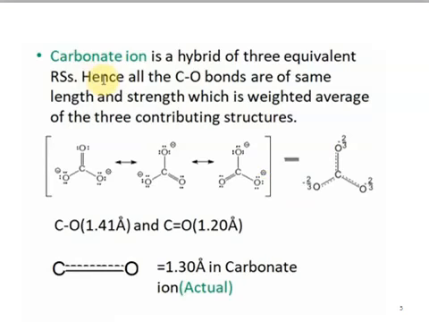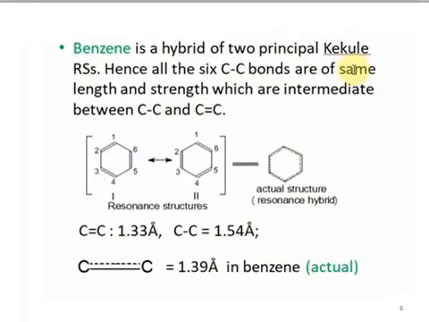So always remember, we always have resonance when the system is conjugated. Whenever the system is conjugated, we have delocalized electrons. Whenever we have delocalized electrons, we cannot draw a single structure for explaining the structure of the original molecule, which is also known as the resonance hybrid.